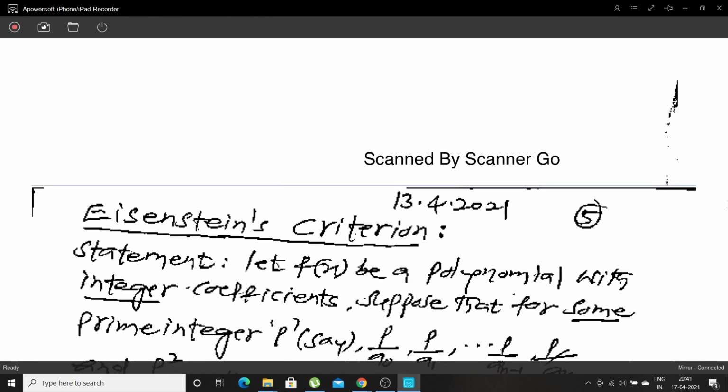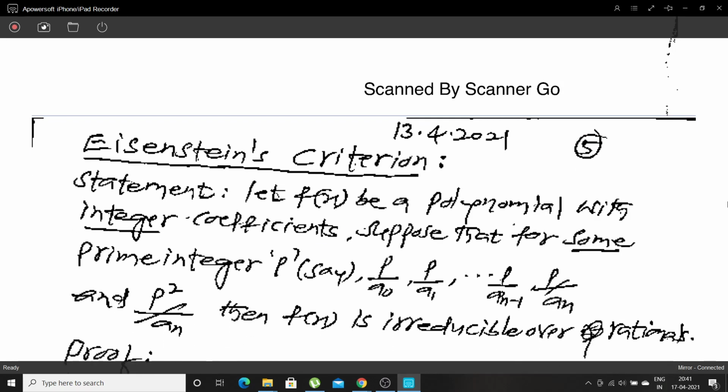Now, one more important result that is very interesting: Eisenstein's criterion. The statement of the theorem is like this. A polynomial f of x with integer coefficients. Suppose that for some prime integer, let me take that prime integer p. Whenever we see a polynomial, definitely the coefficients will be there. P will divide the first coefficient of f of x, that is the constant term.